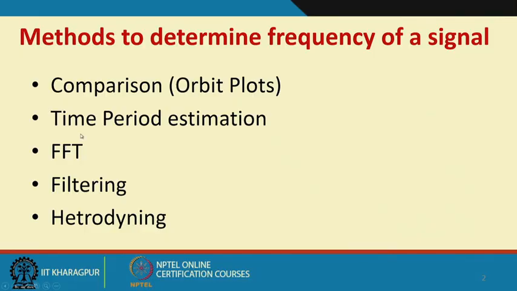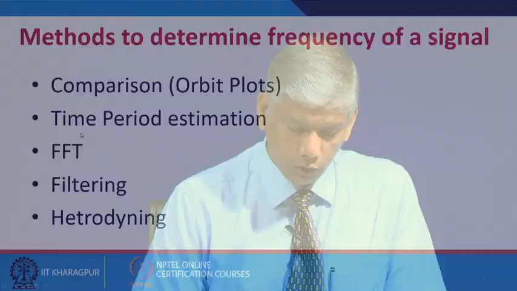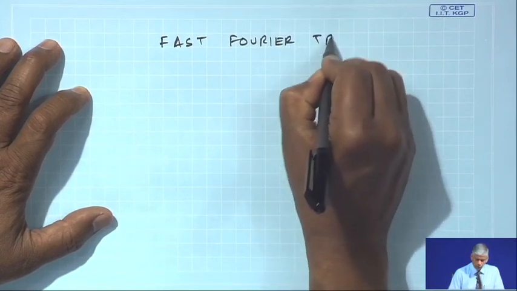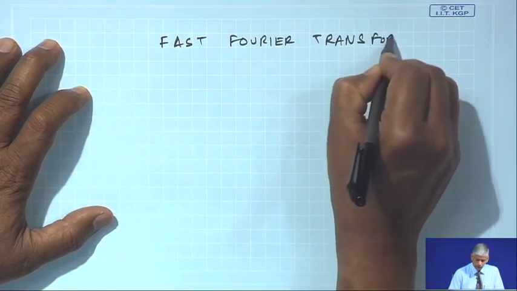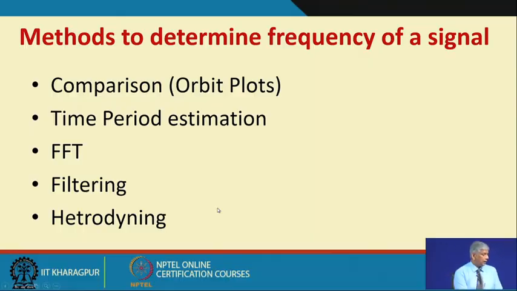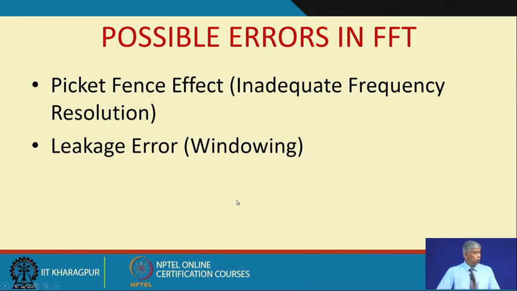By now, you all must be knowing what this fast Fourier transform is. I will come to this filtering and heterodyning a little later, but let me tell you two most possible errors in FFT, because whatever be it, my purpose is to accurately estimate the frequency contained in the signal and the amplitude at that corresponding frequencies. Now, to do that, if I do some error in my frequency estimation, I will have a problem.